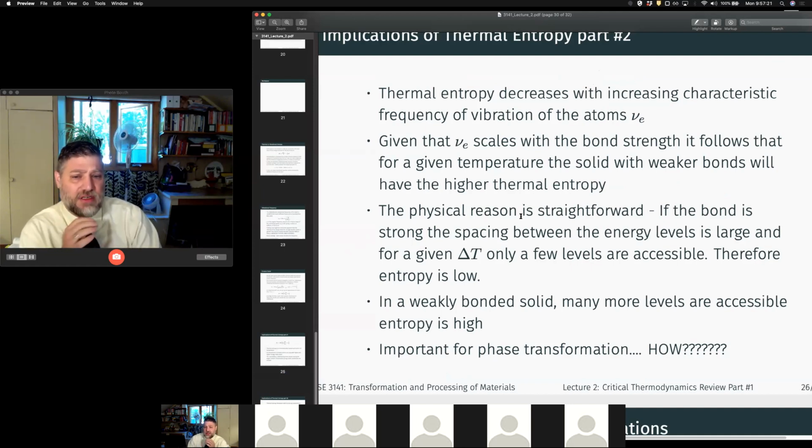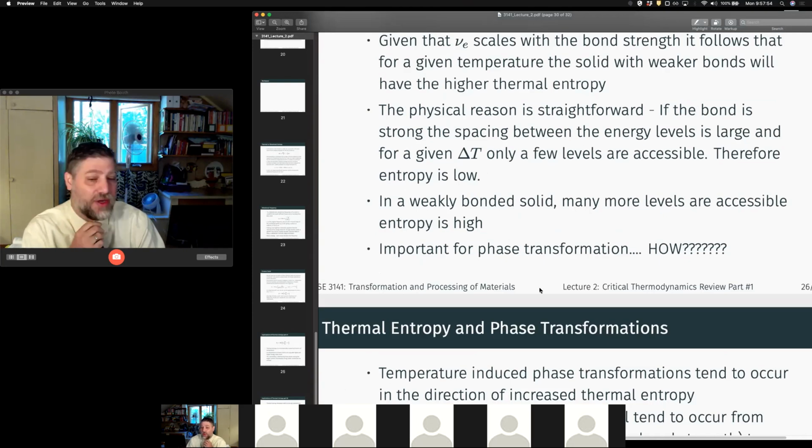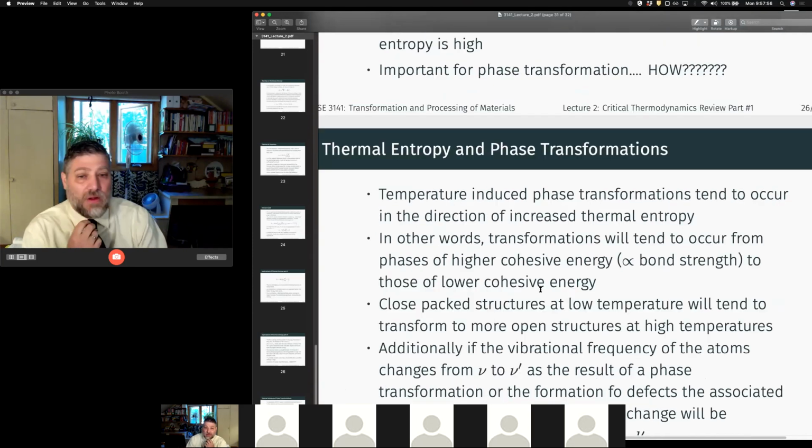So we have a fairly straightforward physical reasoning here that we can make, right? If the bond is strong, the spacing between the energy levels is going to be large, and for a given change in temperature, only a few levels are accessible, right? So we have very little uncertainty with the distribution of vibrational modes that are present. So therefore, entropy is low. In a weakly bonded solid, though, we're going to have many more levels that are accessible. The entropy is high, right? So this is really important for phase transformation. How and why?